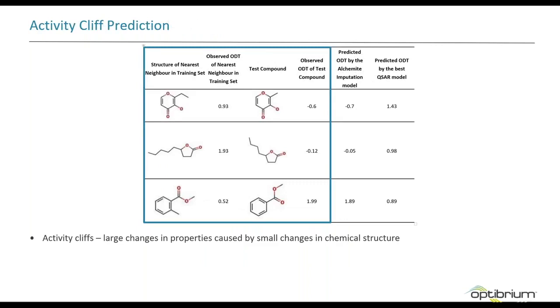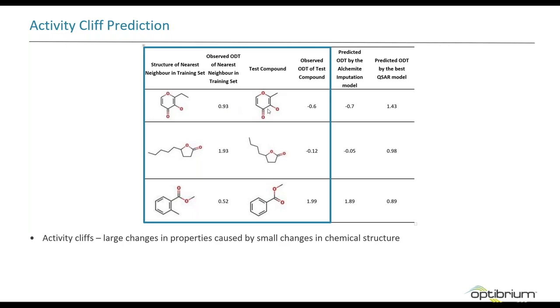What was also interesting in this data is that we've observed several activity cliffs. And activity cliffs are compounds that are characterized by high similarity in structure, but large changes in the property values. So here is an example of 3 test compounds that are very similar to the nearest neighbor in the training set. Actually, the difference between these test compounds and the compounds in training is a methyl group. And what we can see is that the ODT values for these test compounds are significantly different from the nearest neighbor in the training set.